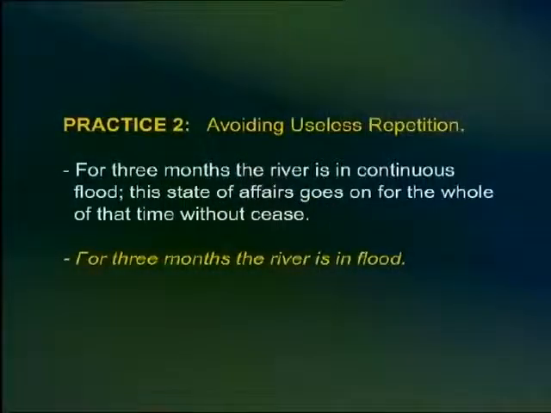Look at this example. For 3 months, the river is in continuous flood. This state of affairs goes on for the whole of that time without cease. Count the number of words. Right? Now, what is the writer saying? He's repeating. You can say that in just a few words. This can be summarized into: for 3 months, the river is in flood. That is what the writer was trying to say.